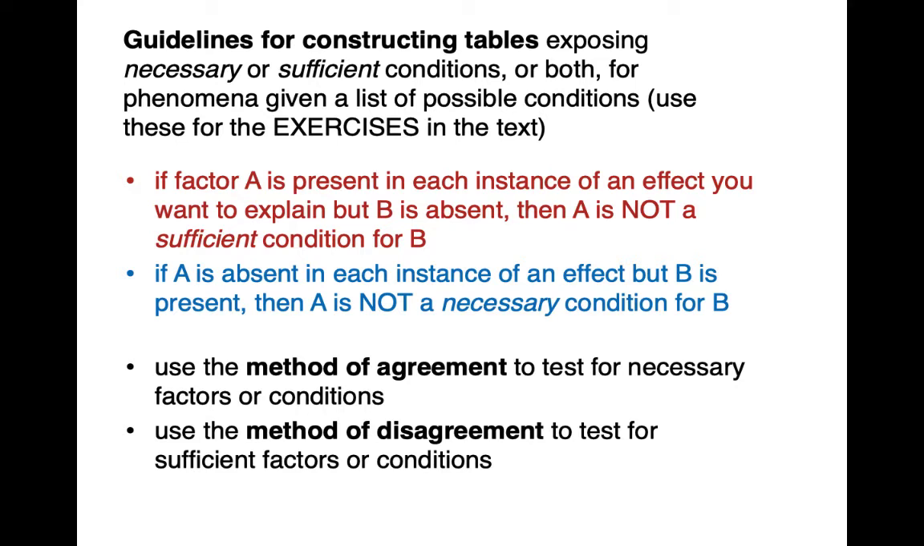Okay, summarizing, if factor A is present in each instance of an effect you want to explain, but B is absent, then A is not a sufficient condition for B, right? Suppose you want to explain B. If A is absent in each instance of an effect, but B is present, then A is not a necessary condition for B. Now, we're going to use the method of agreement to test for necessary factors or conditions. And we'll use what's called the method of disagreement to test for sufficient factors or conditions. And we'll use some combination of those two in the joint method. Okay, so there's the guidelines, and these are on the handout as well.